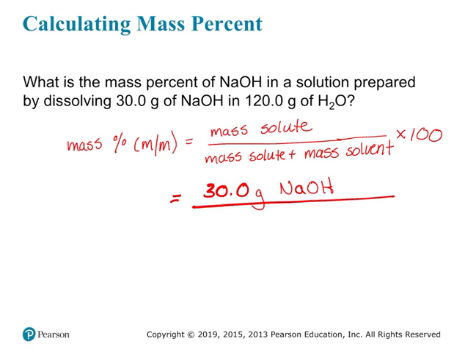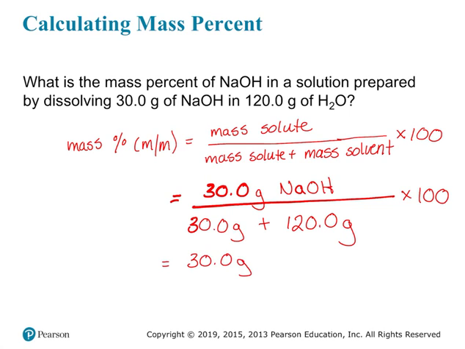And then we're going to divide that by the sum of the solute and the solvent. Okay, so this will simplify as 30 grams of NaOH over 150 grams of solution.